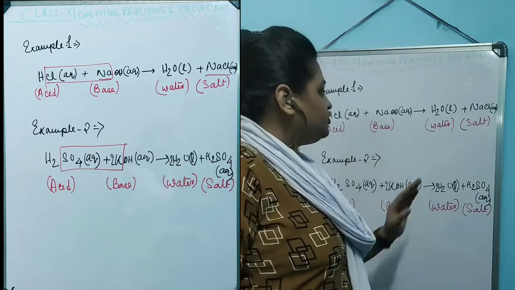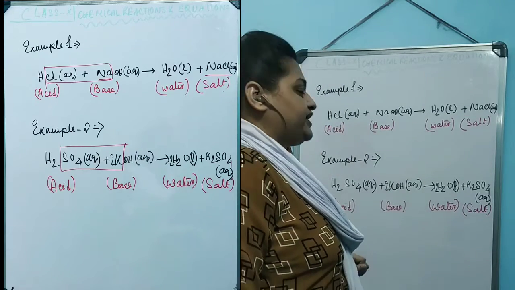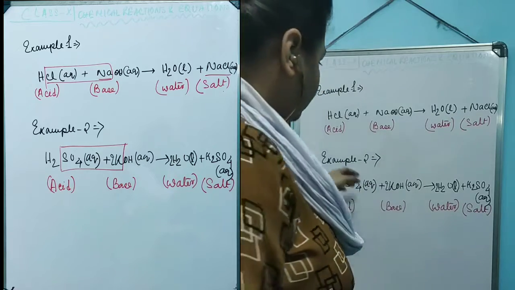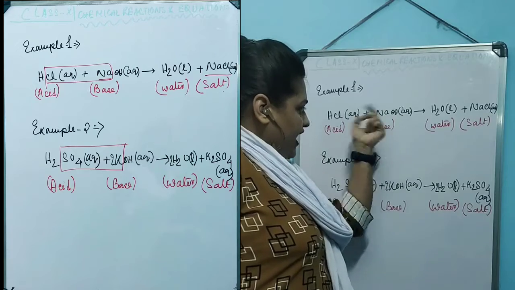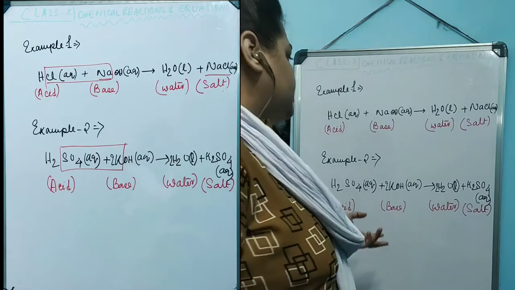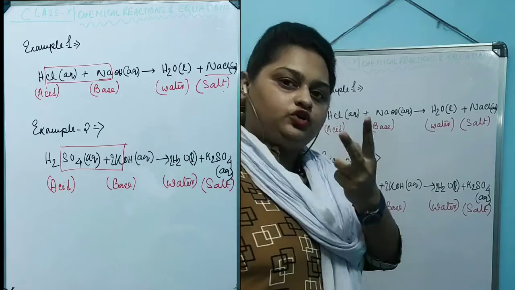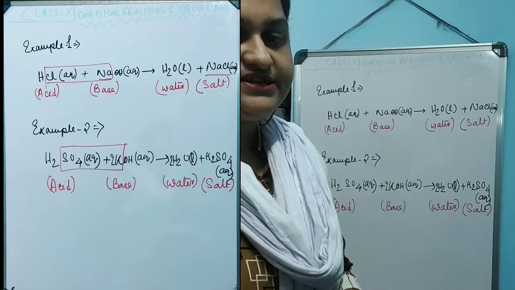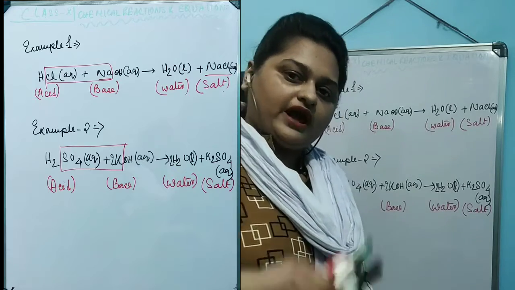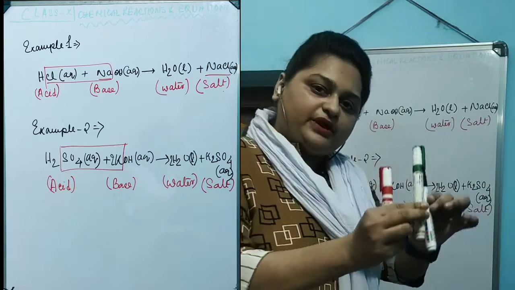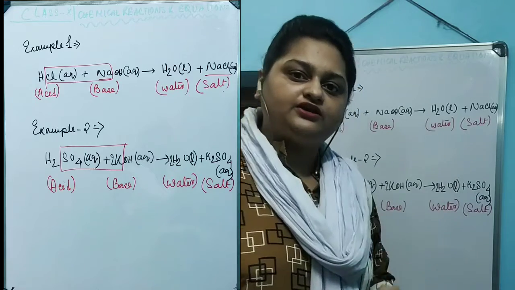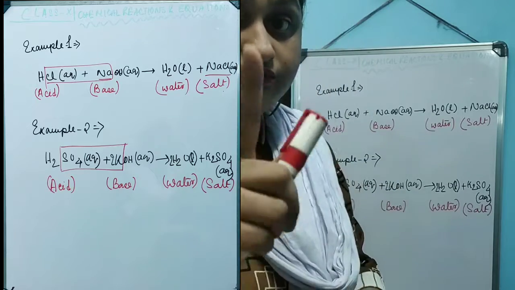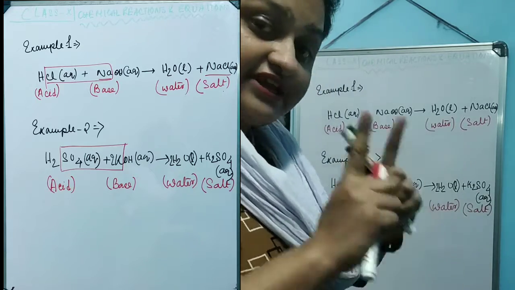Now, if I study them individually, we all know the aqueous solution of hydrochloric acid is an acid. The aqueous solution of sodium hydroxide is a base. So I have taken 2 reactants, out of which one is an acid and the other is a base. So an acid is reacting with a base to produce 2 different products. One of them is liquid water and the other is the salt of that acid and base.